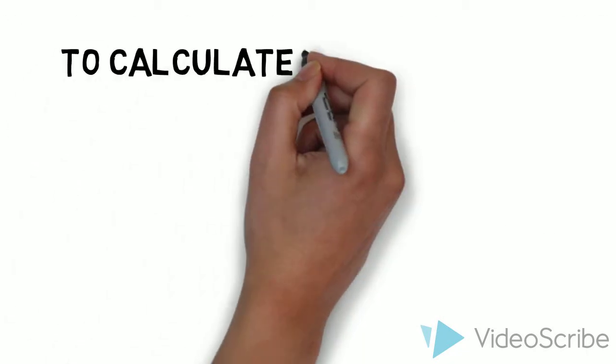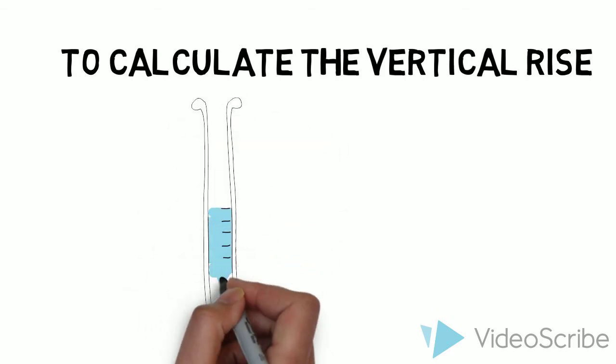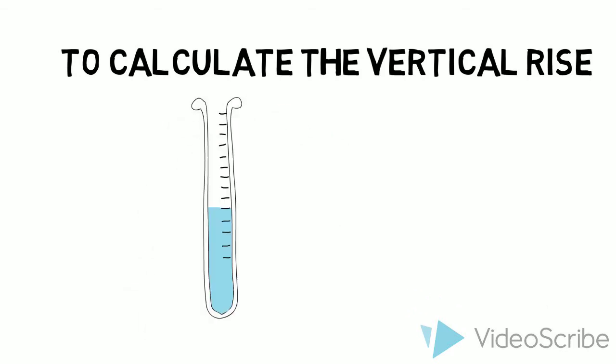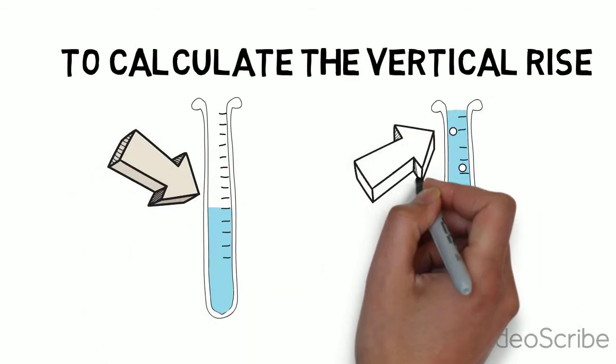To calculate the vertical rise, you need to determine how many feet your water will have to travel upward before gravity takes over. Simply take the lowest point the water sits and subtract it from the highest point.